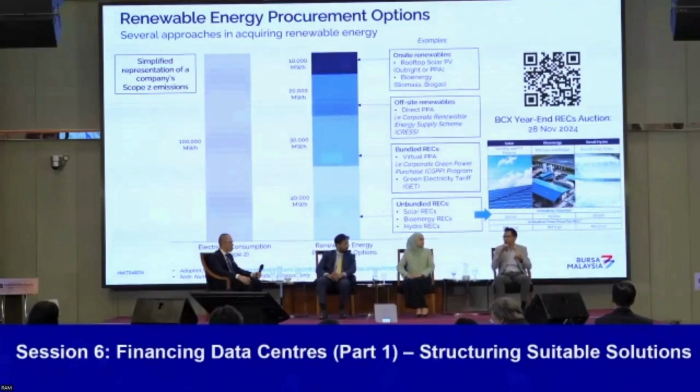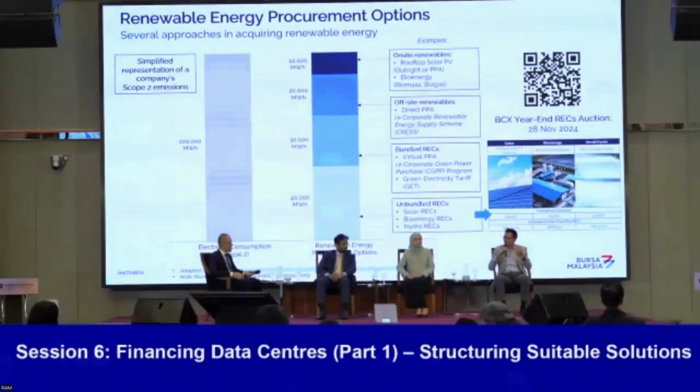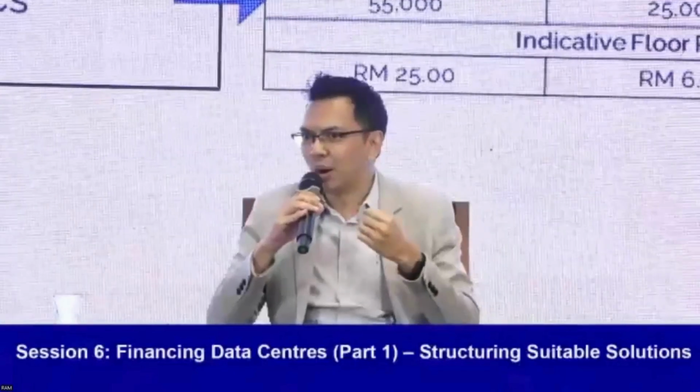So the lowest hanging fruit is to install on-site renewables such as rooftop solar or ground-mounted solar. The next option, if you don't have enough roof or ground area, is to look for off-site renewables, such as the newly launched CRESS program, Corporate Renewable Energy Supply Scheme. They can also go for bundled RECs, or bundled renewable energy certificates. I don't have 15 minutes to explain what renewable energy certificates are, but they are basically the green attributes of renewable energy production. You can purchase just the attribute portion without buying the electricity. But in the case of bundled RECs, you are buying it together with the electricity.